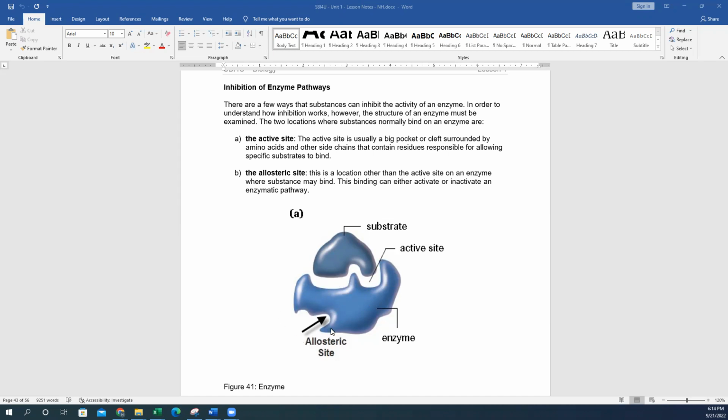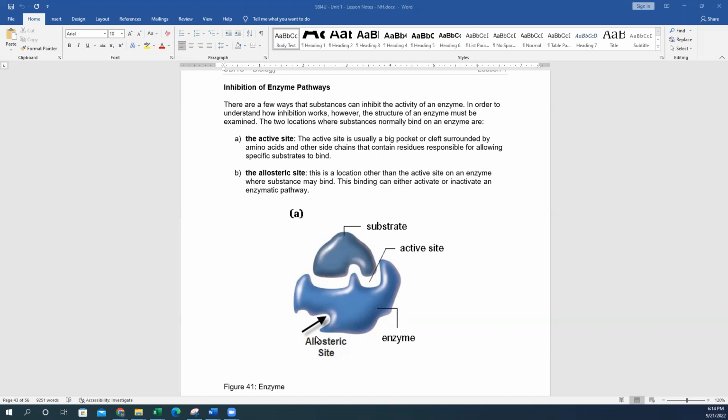The active site is usually a patch or a pocket on the enzyme that is surrounded by the amino acids and side chains that have residues that are responsible to allow the substrate to bind, to recognize the substrate, and to catalyze the actual reaction.